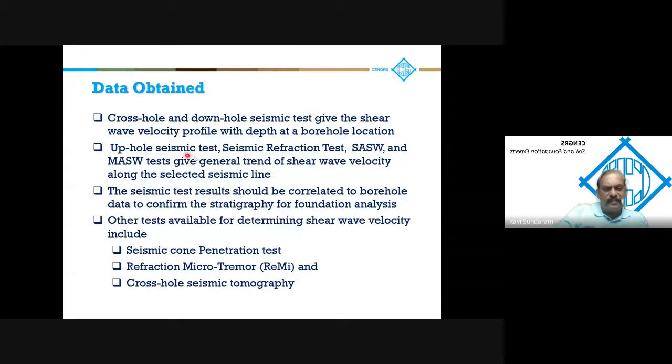The uphole seismic test, the seismic refraction test, and SASW and MASW. These tests give general trend of shear wave velocity along the seismic line. The seismic results should be correlated to the borehole data to confirm the stratigraphy for foundation analysis. So as I told you, the other tests which are available for determining shear wave velocity: seismic cone penetration test, refraction microtremor, and crosshole seismic tomography.